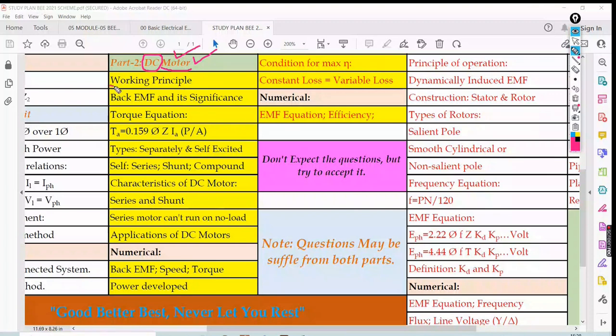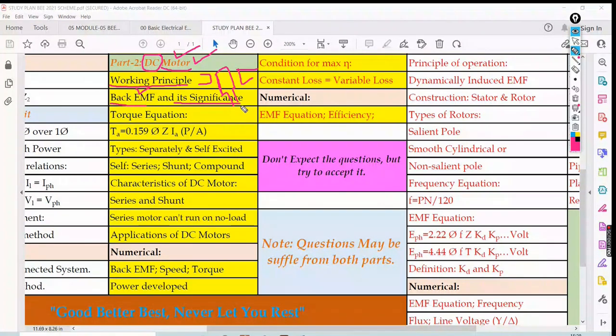Okay, working principle of the motor. Whenever a current carrying conductor is placed in a magnetic field, it will experience a force. That is the working principle of a DC motor. What is back EMF? The EMF which is induced in the armature conductor, which will oppose the applied voltage, that itself is called back EMF. What is its significance? What does it actually do?